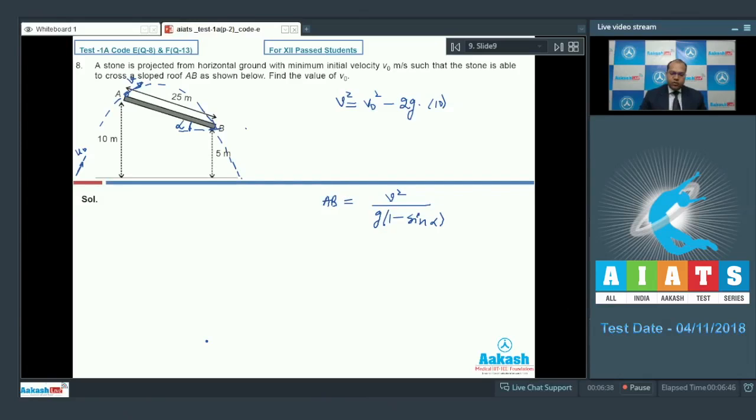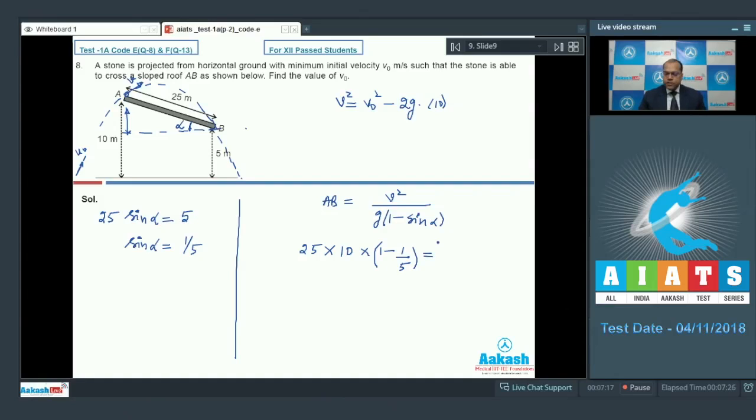Now we know the value of AB, that is 25. If I see this length, then it will be 25 sine alpha. So 25 sine alpha is equal to 10 minus 5, that is equal to 5. From here we can calculate the value of sine alpha. So sine alpha is equal to 1 by 5. If I substitute the value of AB, that is 25, into g, that is 10, into 1 minus sine alpha, that is 1 minus 1 by 5, it is equal to V square.